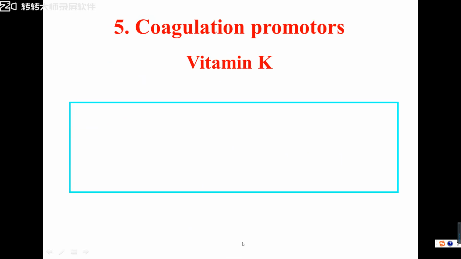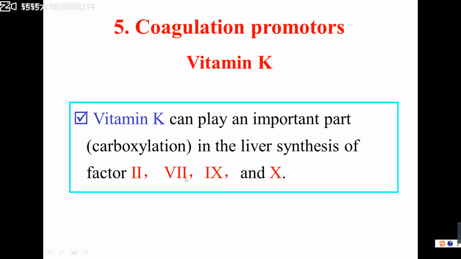Coagulation promoters. The drug is vitamin K. Vitamin K plays an important part in the liver synthesis of factors 2, 7, 9, and 10. I mentioned these four coagulation factors, and you should remember we have studied one drug, warfarin. Warfarin inhibits vitamin K, and so inhibits these four blood coagulation factors.